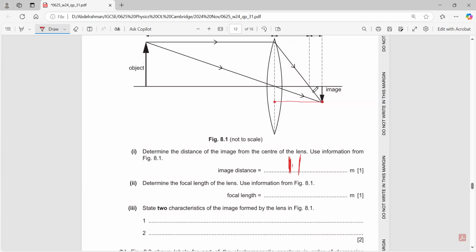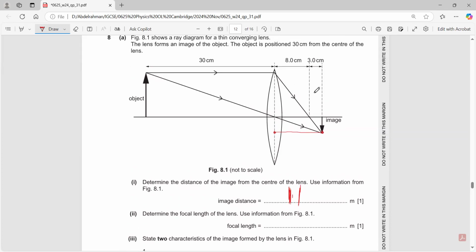Determine the focal length. Oh, he's asking about meters. That's a really nice question. I said 11 centimeters, and the answer has to be in meters. So 11 would be wrong, because this is 11 centimeters and he wants it in meters. To convert from centimeters to meters, you need to divide by 100. So this would be 0.11 meters.